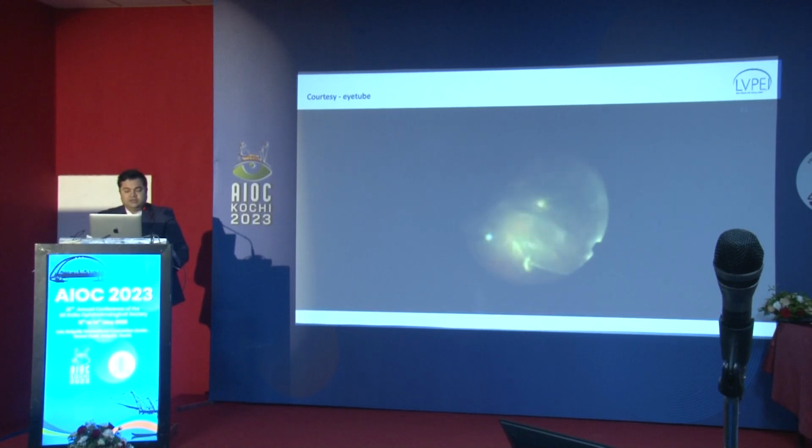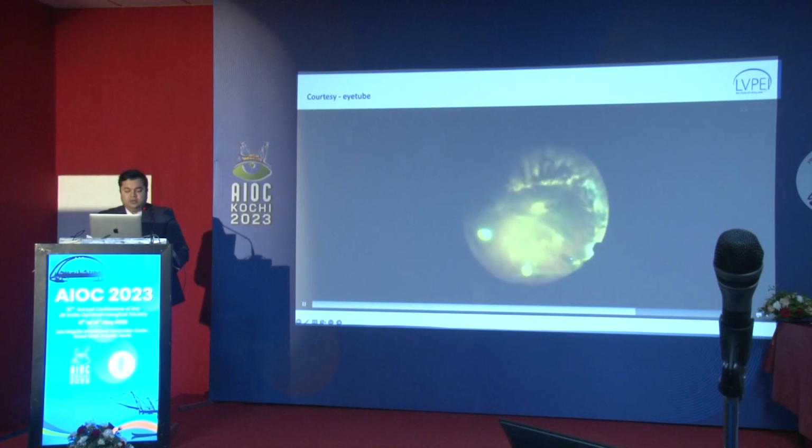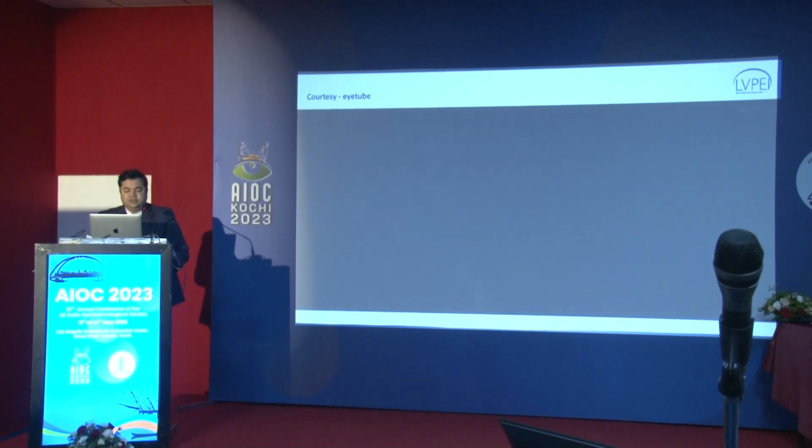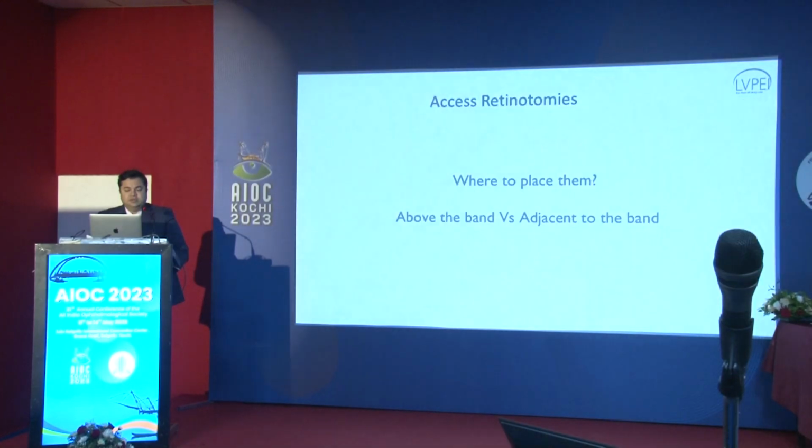Okay. And again, this was made over the band, and through the axis retinotomy, the band is removed in toto. Right. So this allows for the retina to settle, and there is no traction present. So the next question arises: where to place your axis retinotomies? Do you place over the band itself or adjacent to the band?